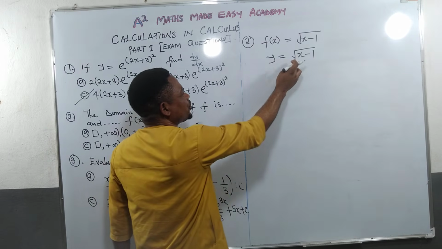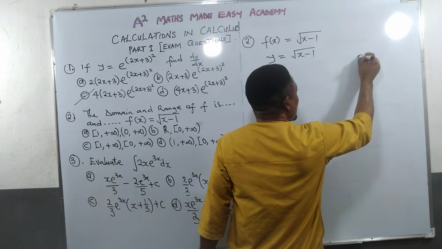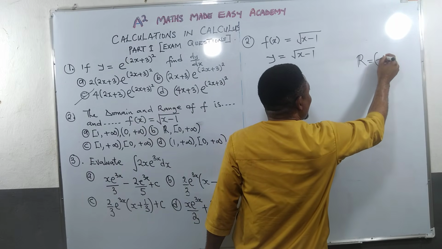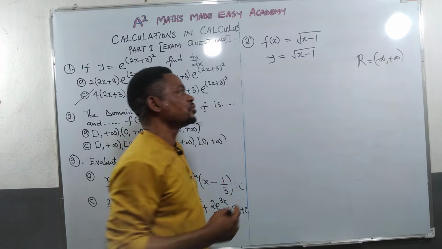How do we discover this? We first of all use x to determine it. Am I communicating? There is what we call real numbers. And real numbers are what? Minus infinity to plus infinity. Like this. This is how to represent it.